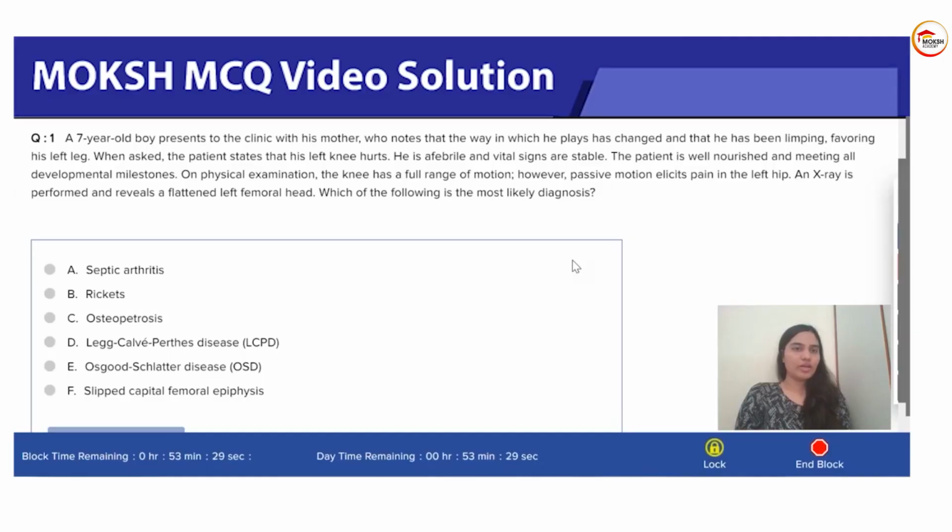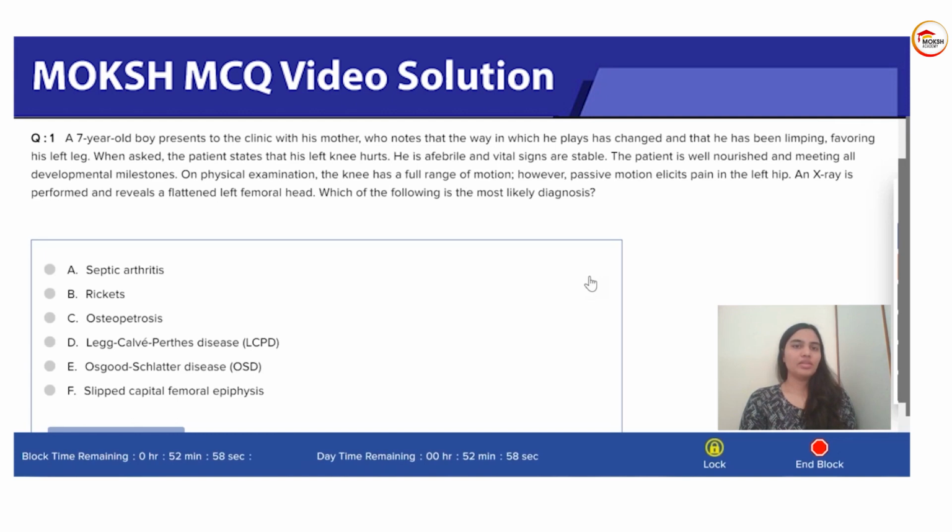A 7-year-old boy presents to the clinic with his mother, who notes the way in which he plays and the way he has been limping, favoring his left leg. When asked, the patient states that his left knee hurts. He is afebrile and vital signs are stable. The patient is well nourished and meeting all developmental milestones.